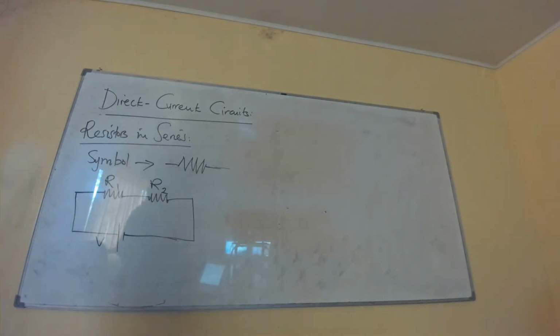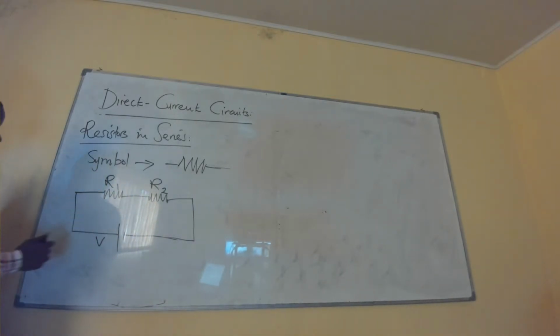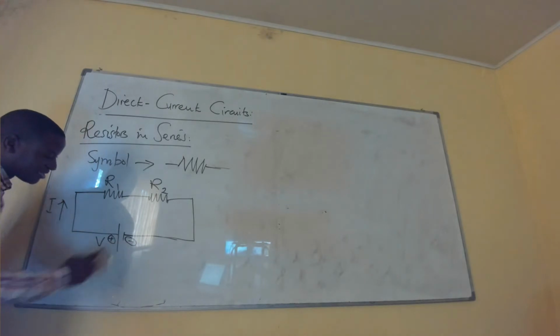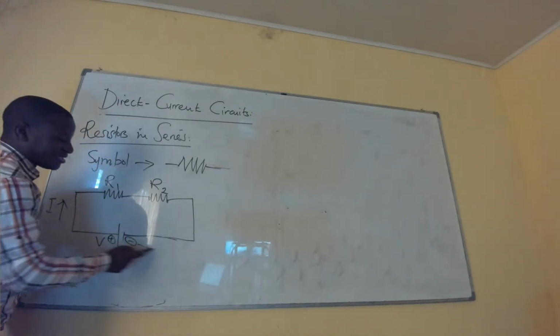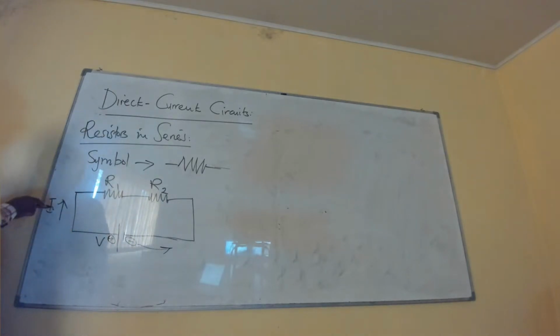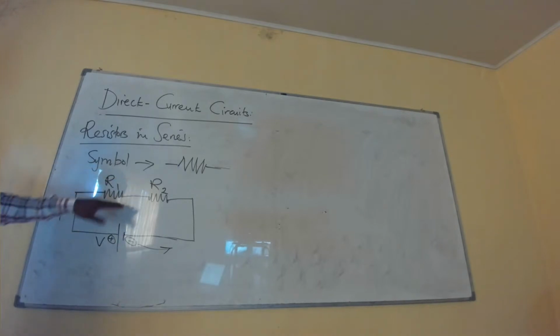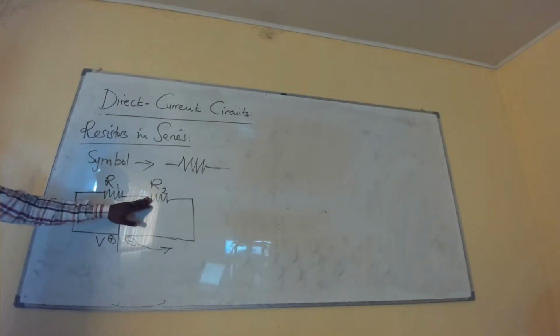So here what we see is that, of course, this is our voltage. Then our current will be moving in this direction. Remember, the positive terminal is this one. This is the negative. So electrons are moving in this direction and they are opposing the direction of current. The positive charges are moving in this direction and they move with the direction of the current. How then do we have the total resistance? How do we add the resistance for R1 and R2?